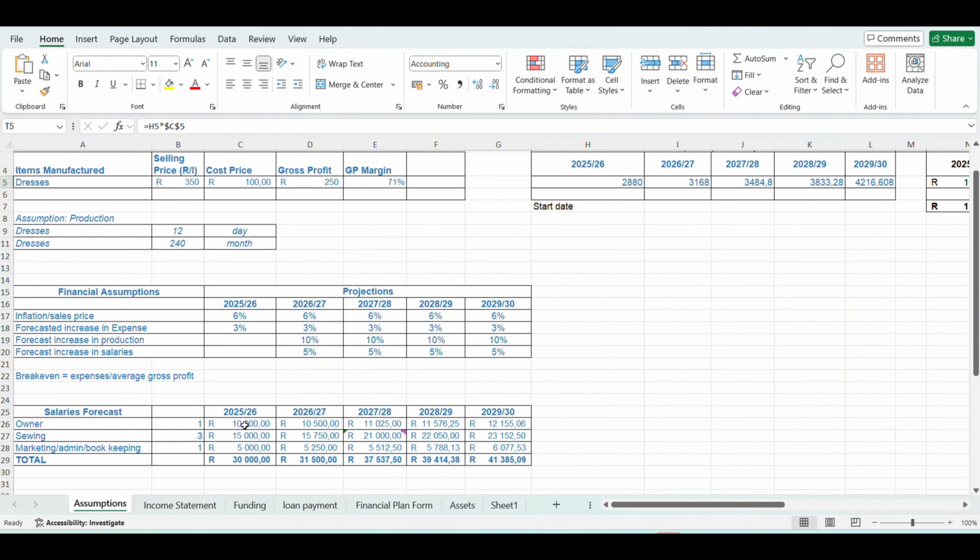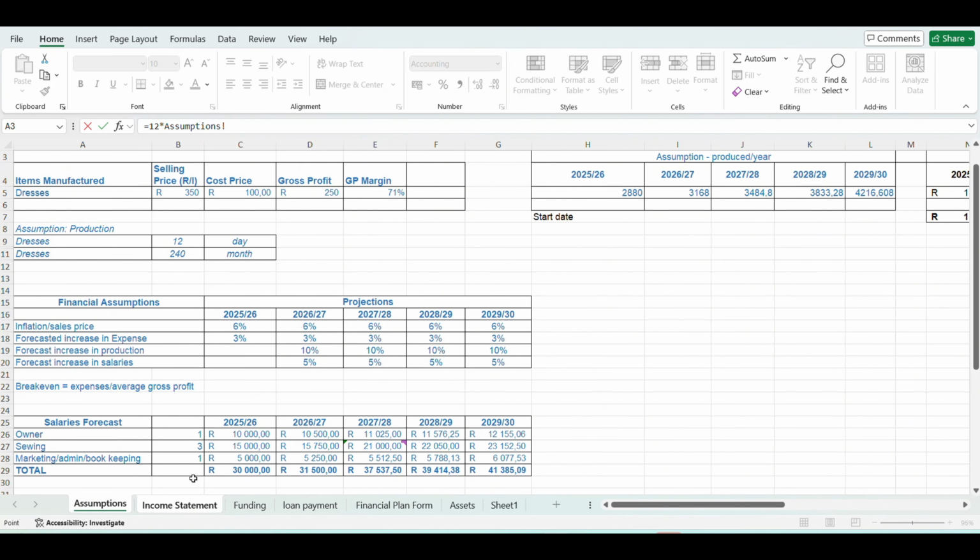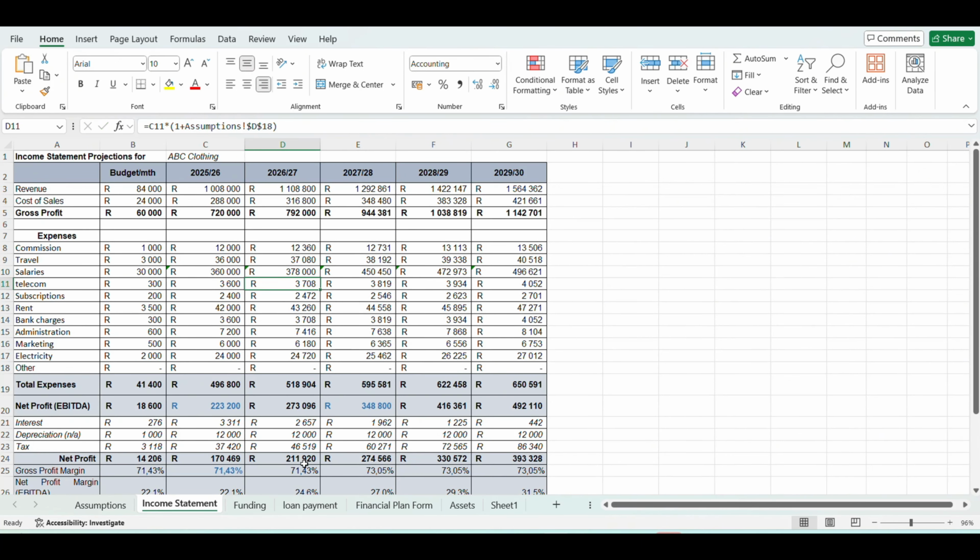Alternatively, we could do this. We could say it's equal to, as it's already calculated here, that times 12. Try dragging it across. Okay. So here you now see the total expenses for the next 5 years. Right? So we've got the gross profit, we've got your expenses. You can now calculate your net profit, which is the gross profit minus the expenses.